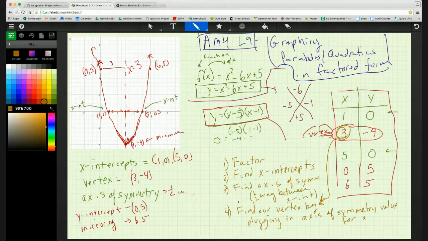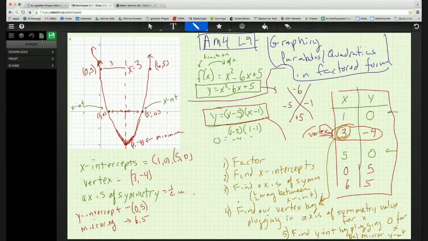We plot our axis of symmetry, and then 5, we find our y-intercept by plugging 0 for x, and then 6, or 5a, we'll call it 5a, we mirror our y-intercept. And we're going to do these same steps, and we're going to do one more example.